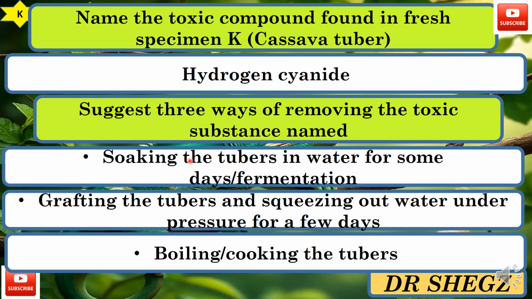You have to soak the tubers in water for some days, fermentation, grating the tubers and squeezing out water under pressure for a few days, boiling and cooking the tubers. These are all ways of removing the hydrogen cyanide.